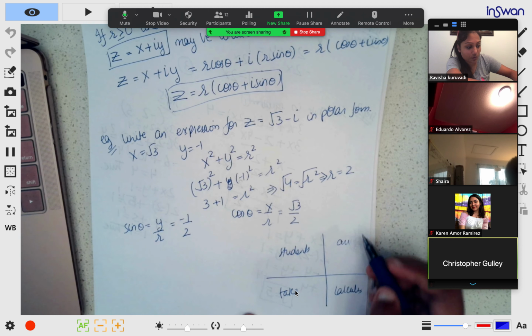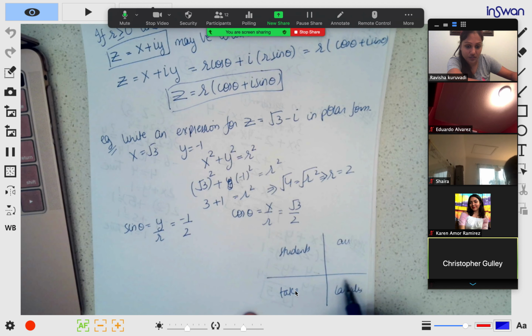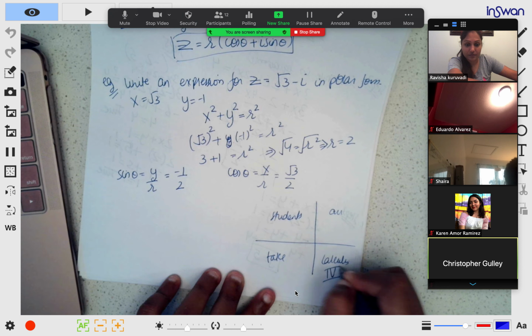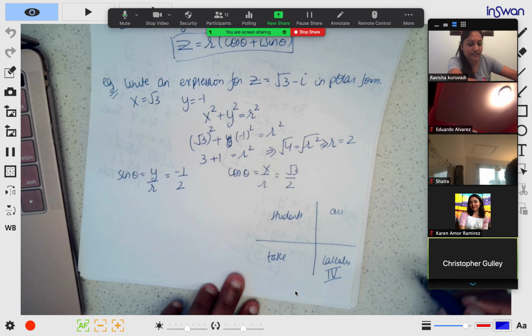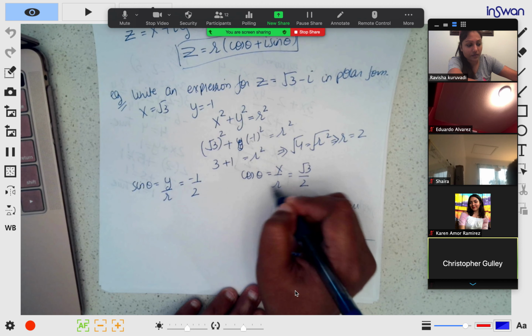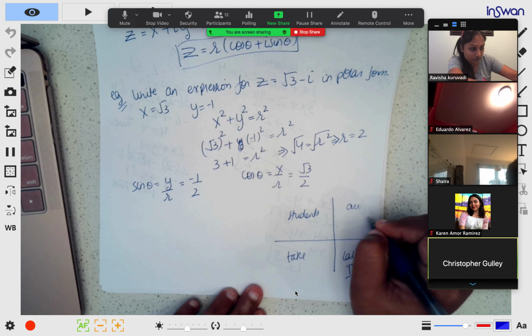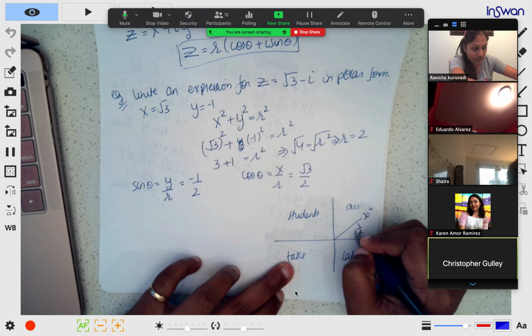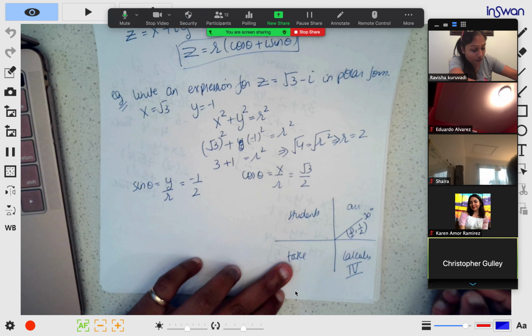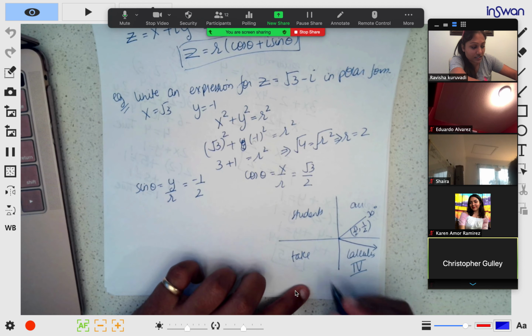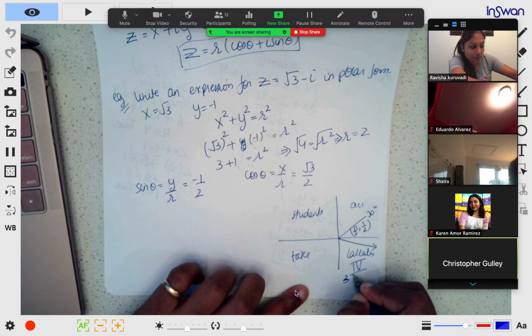Here only sine is positive. Here only tangent is positive. Here only cosine is positive. So it's in the fourth quadrant, because my cosine is positive and sine is negative. For 30 degrees here, I have sine as 1/2 and cosine as root 3 over 2. So if I need to find my angle in this quadrant, from 360 I subtract 30, which is basically 330 in degrees.